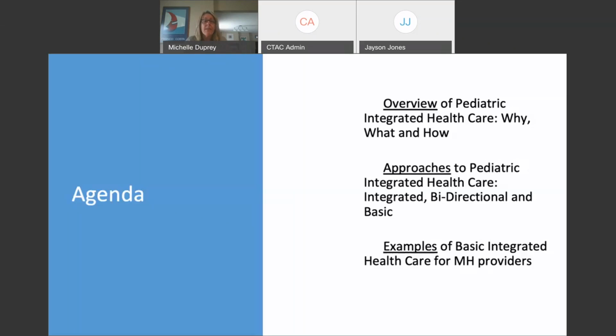So with that in mind, I'm going to try to simplify a lot of different complicated things so that, my hope is at the very least, you'll walk away today with a general understanding of what integrated healthcare is, these approaches, and a level of understanding that feels organized in some way, shape, or form. And then I'll talk about some examples of this basic integrated healthcare, specifically for mental health providers. I'm going to go into a little bit more detail on how that can be done and what we're doing at Starfish Family Services.